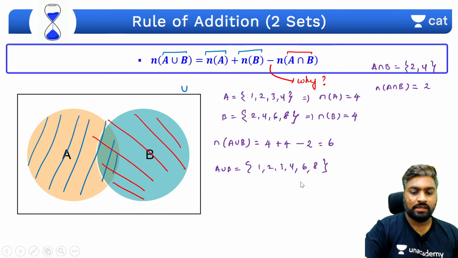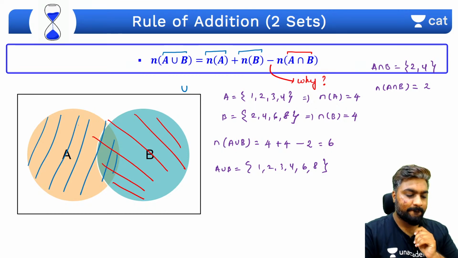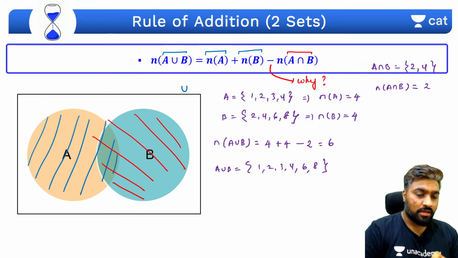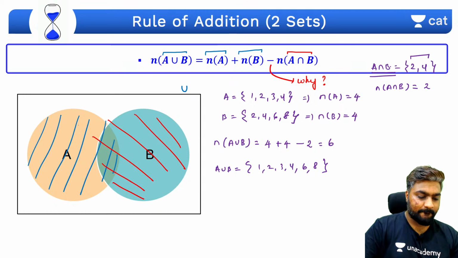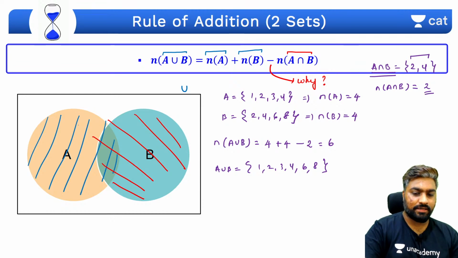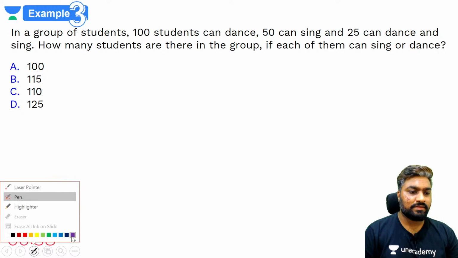Clear? So shall we put this in use, guys? This 2 means 2 and 4, the number of terms belonging in set A intersection B. Yes, 2 terms in the intersection part. Okay, let's quickly try this. We'll put this to use.